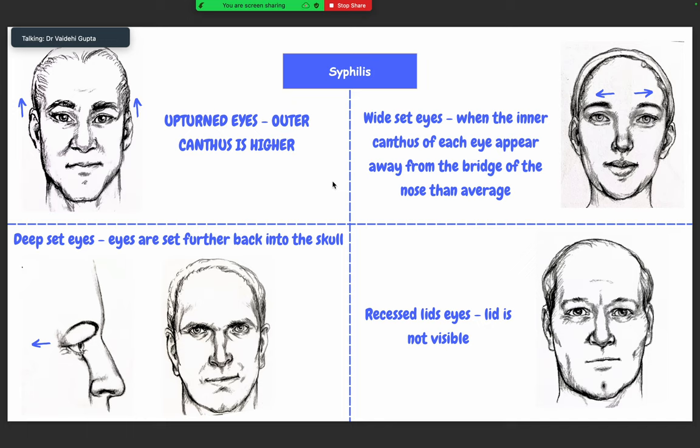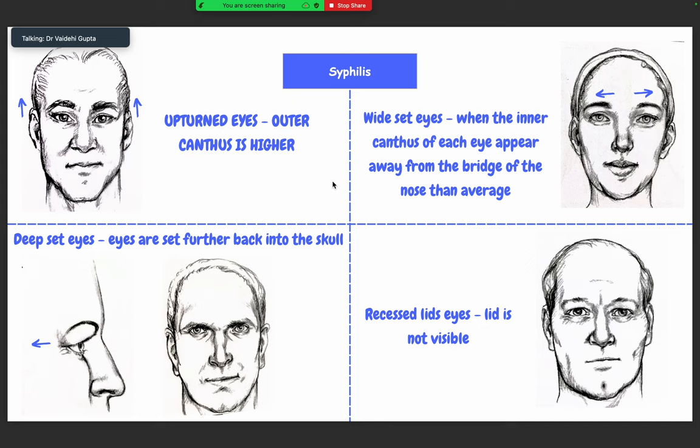Second one is wide-set eyes. In Psora, it was close-set eyes. The eyes look quite closer to each other. In syphilis, the eyes look quite farther from each other. That's why they are called wide-set eyes, when the inner canthus of each eye appears farther from the bridge of the nose than average. When it is close to the bridge of the nose, it is Psora. When it is away from the bridge of the nose, it is syphilis.